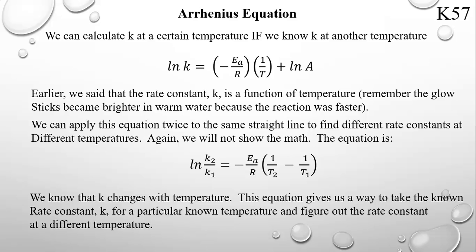So we know that K changes with temperature. This equation gives us a way to take the known rate constant K for a particular known temperature and figure out the rate constant at a different temperature. So in other words, we know the rate constant at a certain temperature, and we want to know what it is at a different temperature. We can figure that out using this equation.